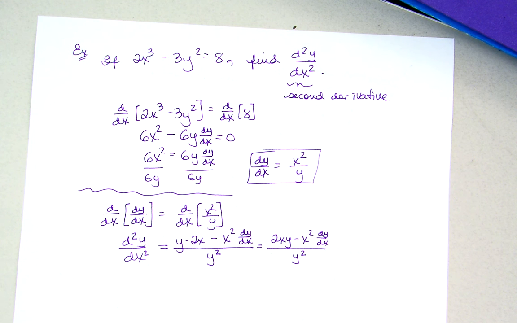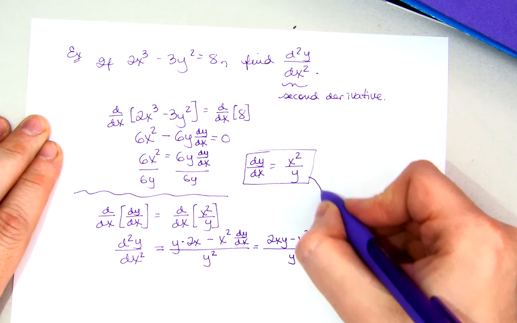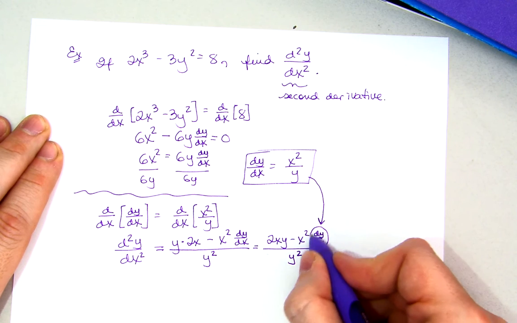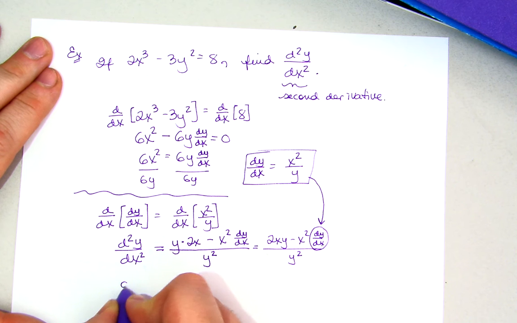However, when we're done, we really should have a formula for the second derivative that just involves x's and y's, not also dy dx. When I'm done, I should be able to plug in just a point and get the second derivative. I shouldn't have that dy dx thing there. However, I know what dy dx is. I found that up here, so I'm just going to replace dy dx with x squared over y, and then simplify what I get.